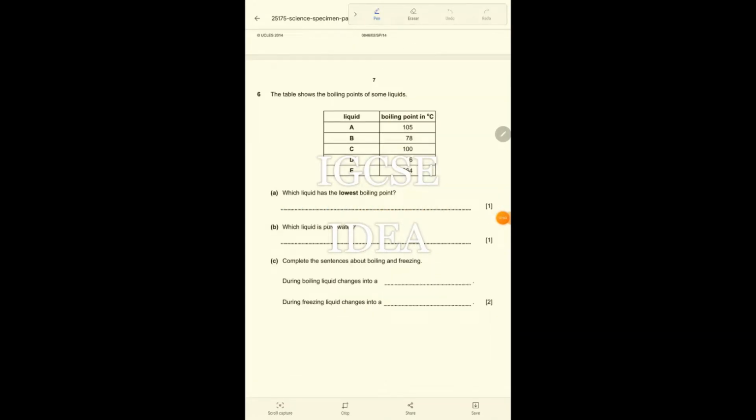Okay, the table shows the boiling points of some liquids. Which liquid has the lowest boiling point? Okay, liquid B, as the boiling point is 78 degrees Celsius. Which liquid is pure water? Okay, so liquid C is pure water as its boiling point is 100 degrees Celsius.